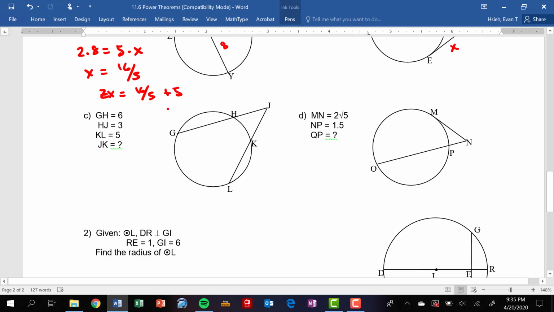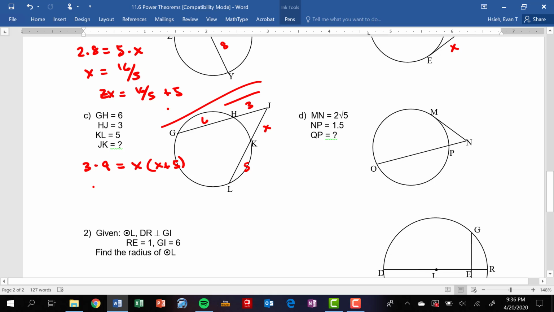Letter C. Looks like a secant. GH is 6, HJ is 3, KL is 5. We're looking for JK, which is X. So I can just do 3, short shadow, times 9, the entire length, short times long, equals X times X plus 5.